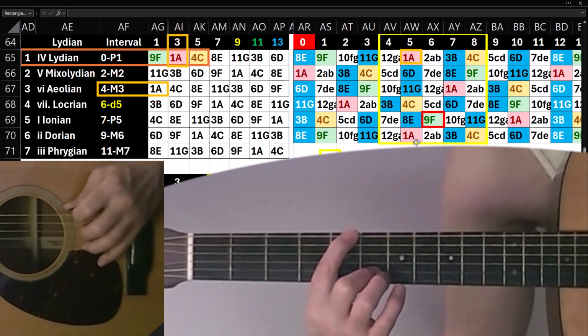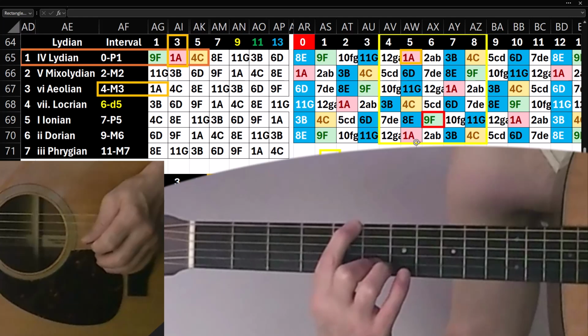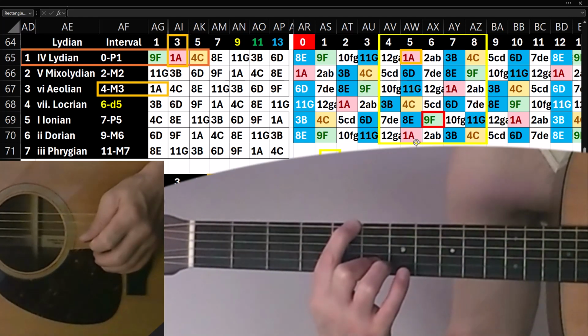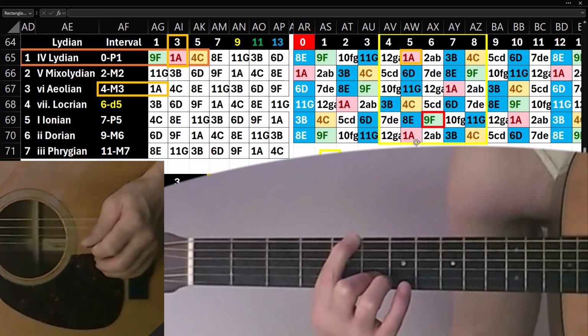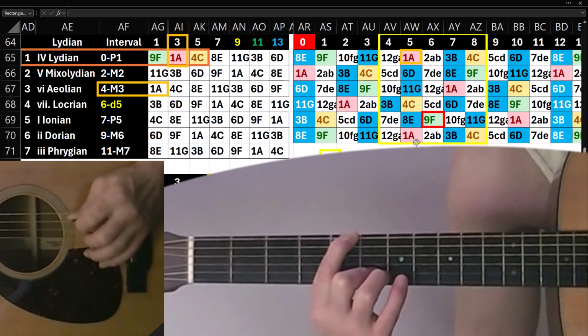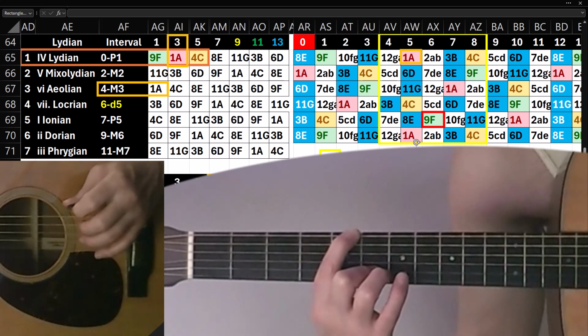So top to bottom would be an 8-note away major 6, and bottom to top therefore would be a 4-note away major third.